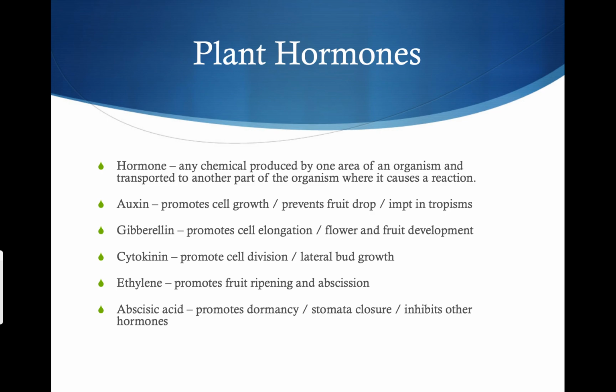Cytokinins, these promote cell division, also lateral bud growth. Okay, this is like in springtime when you start to see buds moving off of the main branch, that's lateral bud growth. Ethylene promotes fruit ripening and abscission. What is abscission? Well, when the fruit is ripe and it's ready to drop, once ethylene levels are high enough, then it will separate from the branch, where the end of the stem is, okay?